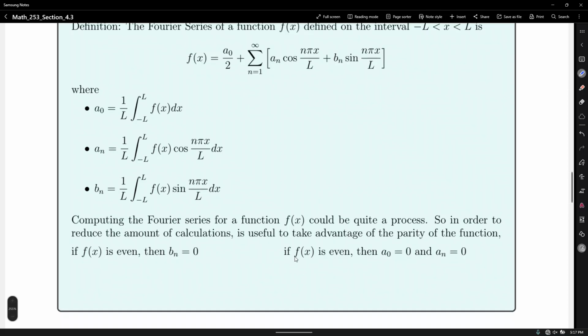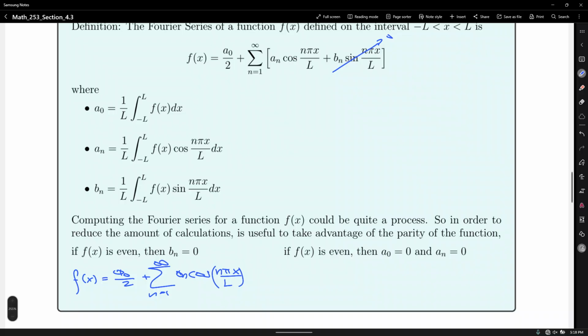That's because computing the Fourier series for a function f of x, again, could be quite a process. So take advantage of the parity of the function. If f of x is an even function, that means b sub n equals 0. This term is going to go to 0. So our Fourier series is going to look like this: f of x equals a sub 0 over 2 plus the sum from n equals 1 to infinity of a sub n cosine n pi x over L, right?